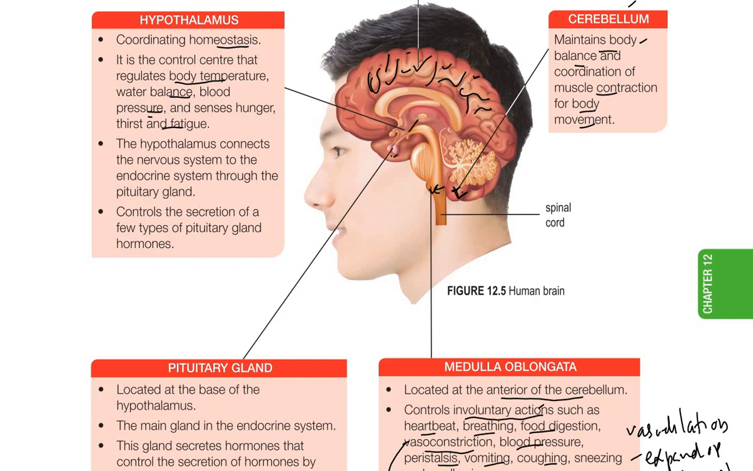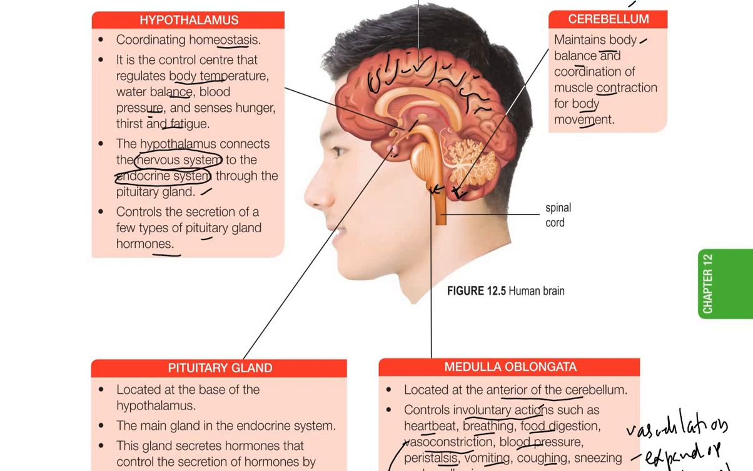The hypothalamus connects the nervous system to the endocrine system through the pituitary gland. So there are two systems that work together in homeostasis, nervous and endocrine. Later we are going to learn what the endocrine system is. It goes through the pituitary gland because it involves hormones. Usually the endocrine system involves hormones produced by glands. It controls the secretion of a few types of pituitary gland hormones. This is the function of the hypothalamus.